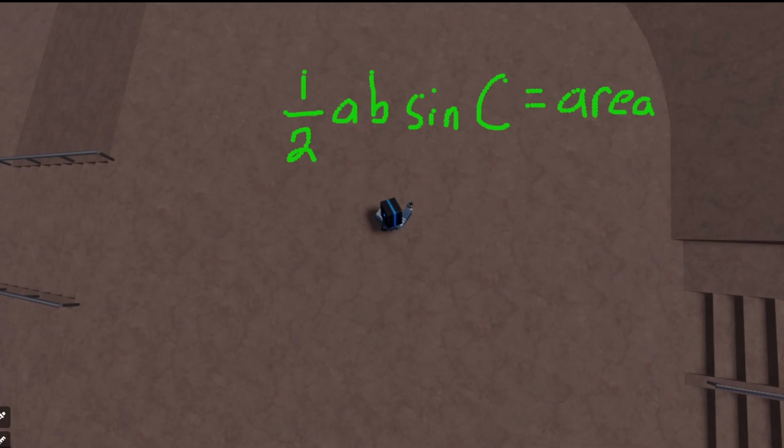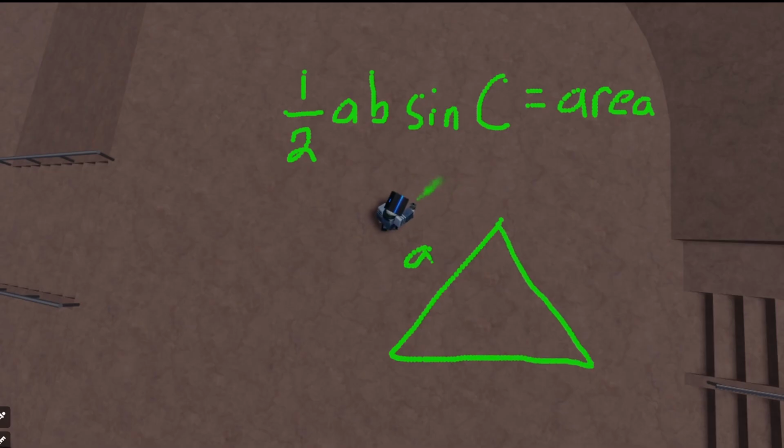Let me just draw a triangle and explain what A, B, and C are. If we draw just any triangle, this doesn't have to be a right triangle or a special triangle. You can use it with any triangle you want. Let's say this side is A. Let's say this side is B, and this is the most important part: C has to be the angle in between A and B. So let this angle be called C.